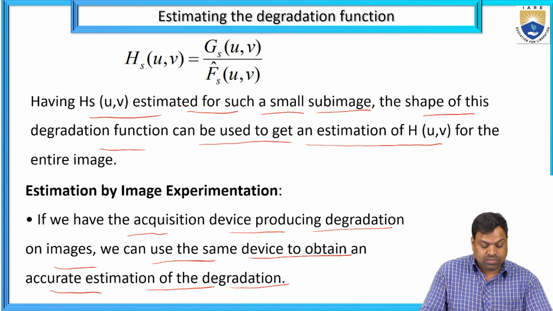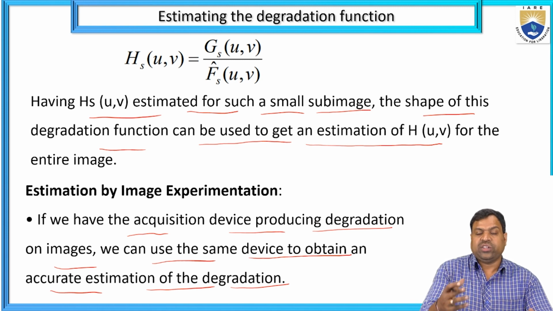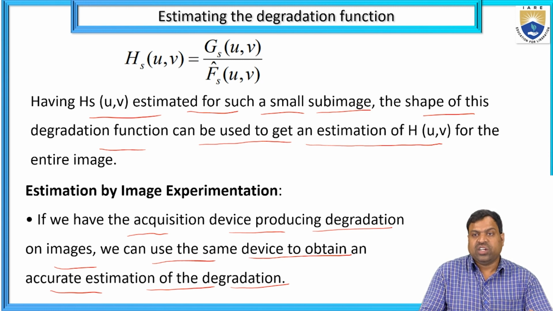So the acquisition device means, suppose I am taking one camera or a sensor, it is producing degradation of the image. Producing degradation of the image means we captured the image, but the image may be blurred, may have noise, or camera misfocus. So these are some problems from the original image. That is the acquisition device. It is producing the degradation of the image.